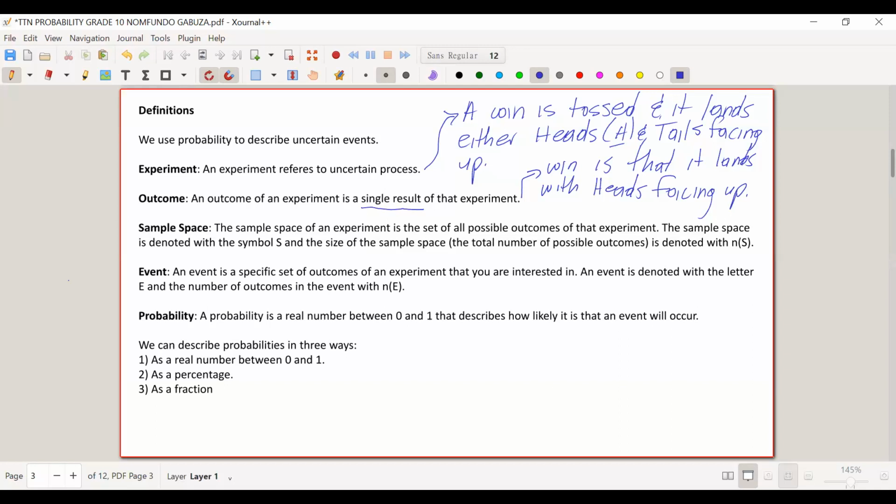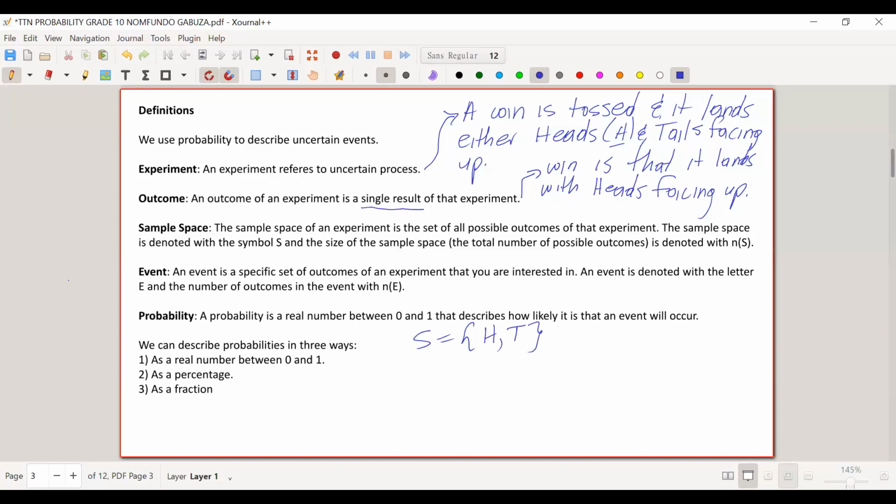So a sample space, what do we mean by a sample space? A sample space of an experiment is a set of all possible outcomes of that experiment. Let's say the sample space for this experiment, we can call it S. The sample space is a set. So it could either land heads or tails up, which means S is heads or tails. So this is a sample space.